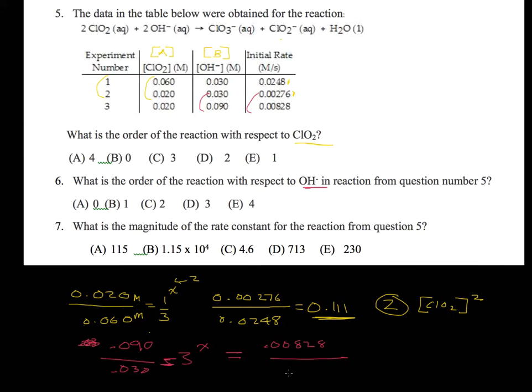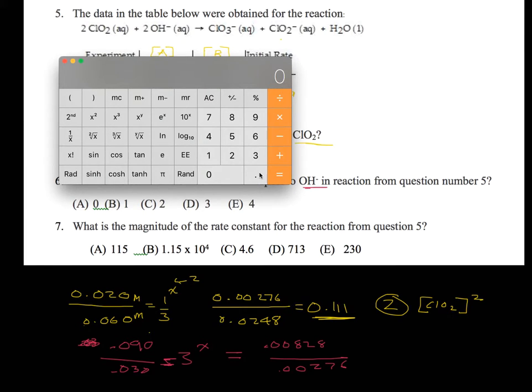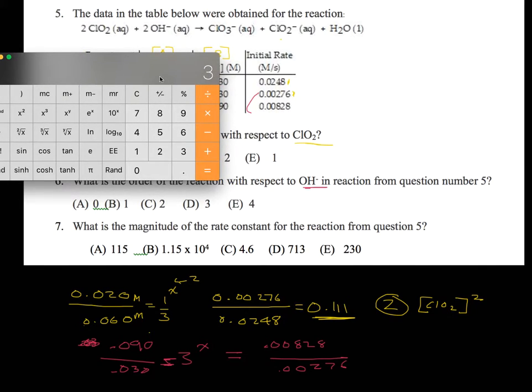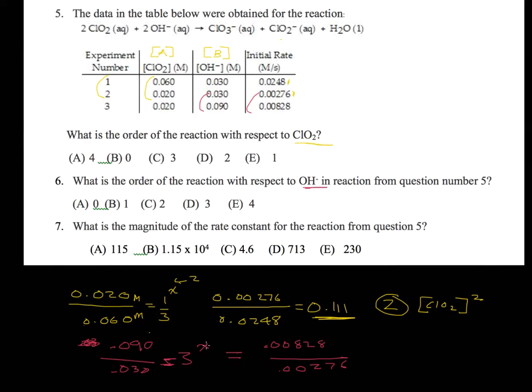0.00828 divided by 0.00276. And if I get the calculator again, 0.00828 divided by 0.00276 is exactly 3. So 3 to the blank equals 3, 3 to the first is 3, and our answer here is going to be B. And I should probably circle this one as well.